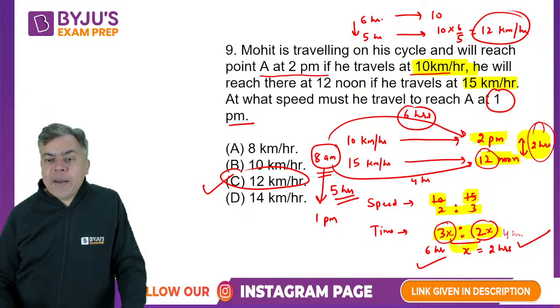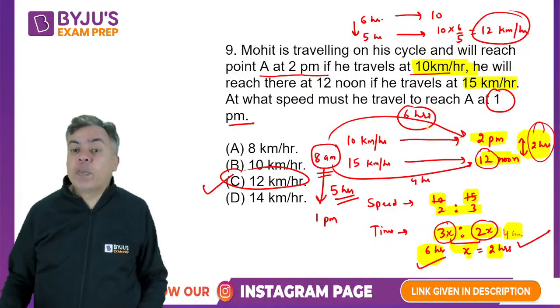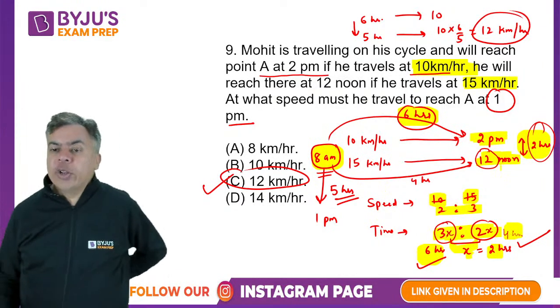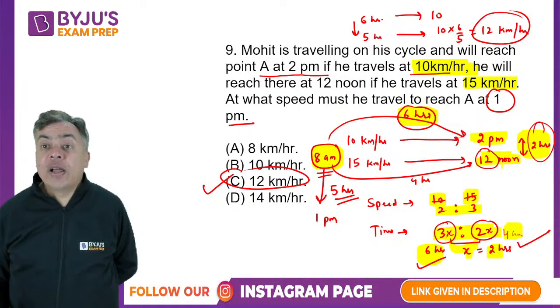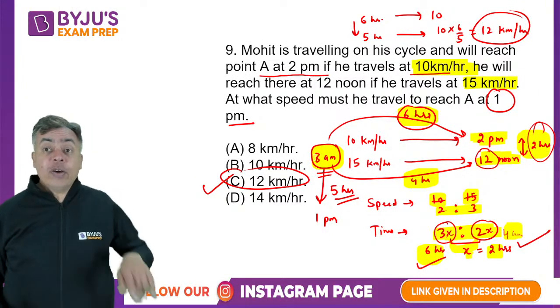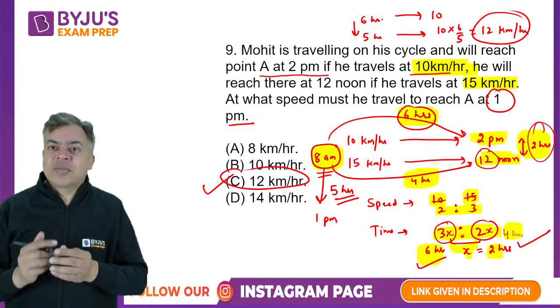Now the gap should be x, which is 2 hours. So we know that here he is taking 6 hours or here he is taking 4 hours, right? But when he is taking 6 hours, he is reaching at 2 p.m. So if he is taking 6 hours, he started at 8 a.m., right? Or you can say that he reached at 12 noon, he was taking 4 hours, so he started at 8 a.m. So we came to know from here that he started at 8 a.m.